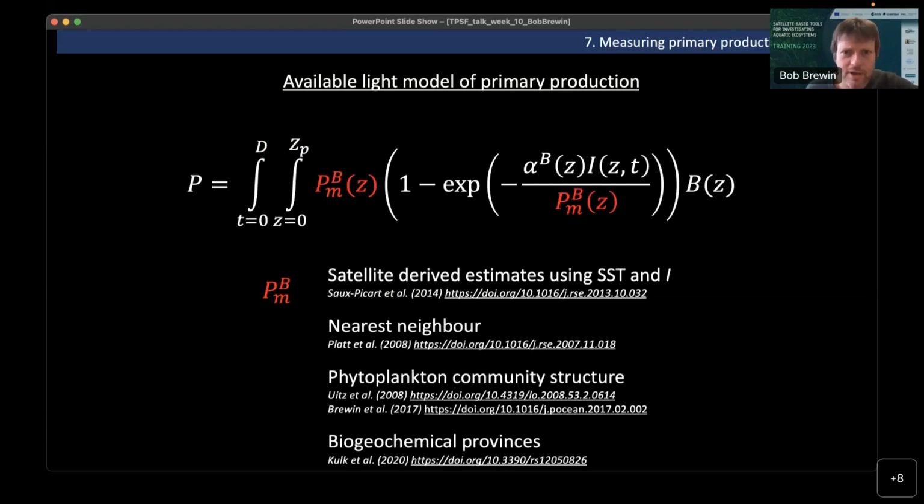Okay, so our next parameter we're looking at is PB max. Now this is a bit of a tricky one. It's not so easy to derive directly from satellite ocean color data, and as a result, there are many different ways at which we've tried to produce maps of PB max, or the assimilation number, using different techniques, which I'm going to go through in a minute.